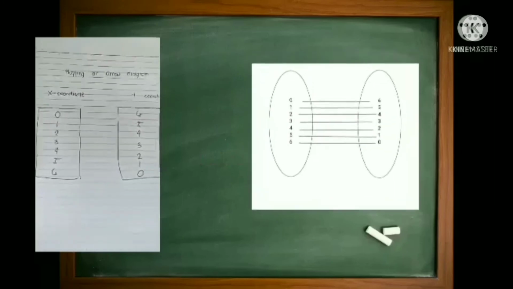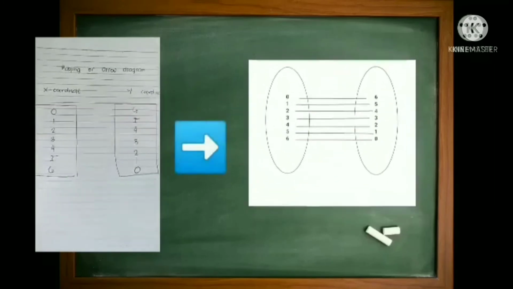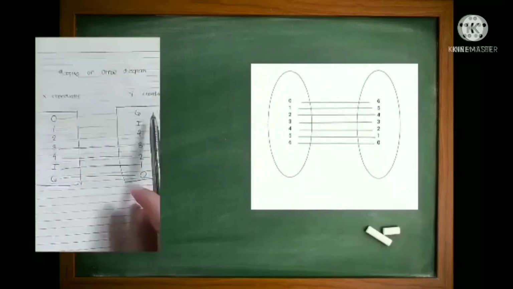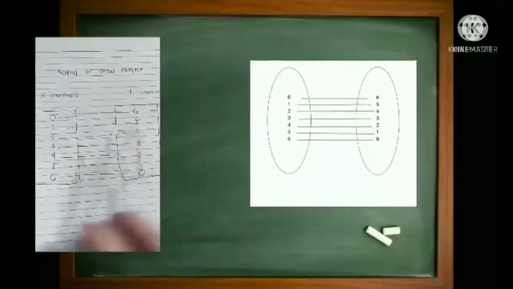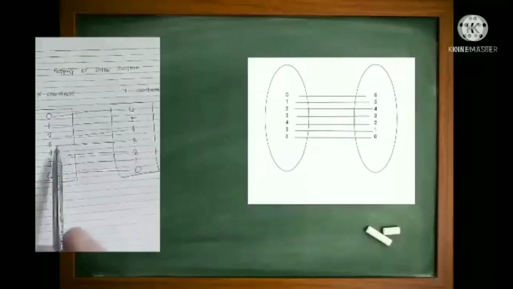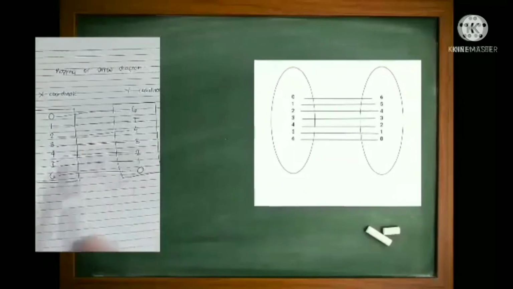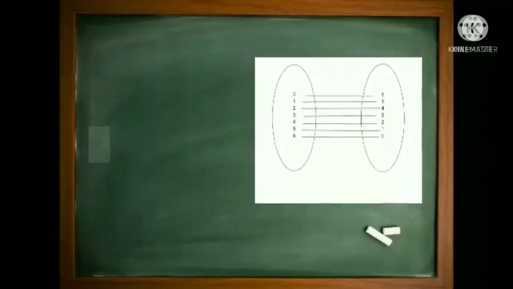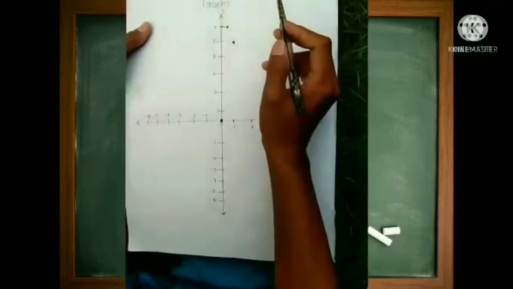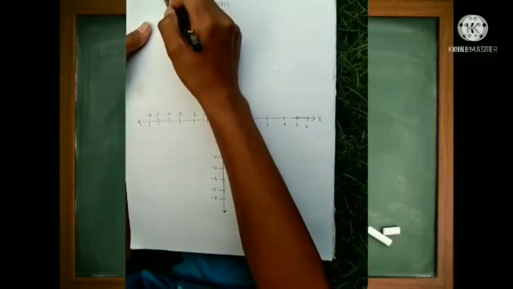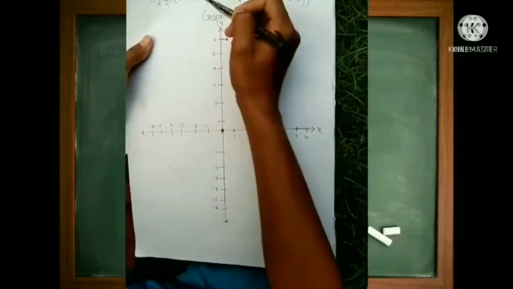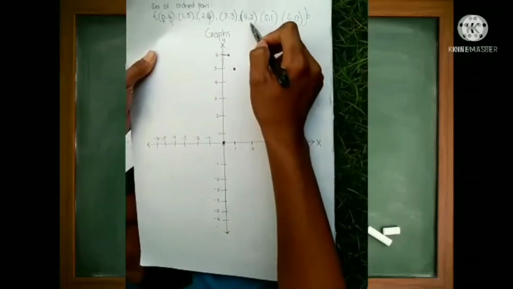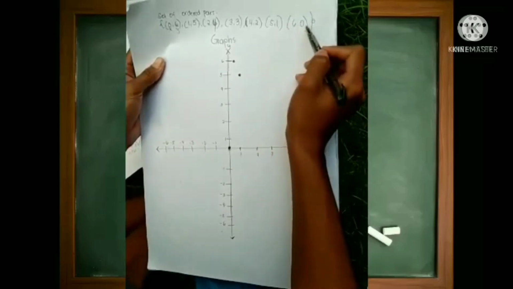So guys, let me show you an example of ordered pairs. Example: 0, 6; 1, 5; 2, 4; 3, 3; 4, 2; 5, 1; and 6, 0. The set of ordered pairs has 0 and 6, 1 and 5, 2 and 4, 3 and 3, 4 and 2, 5 and 1, and 6 and 0.